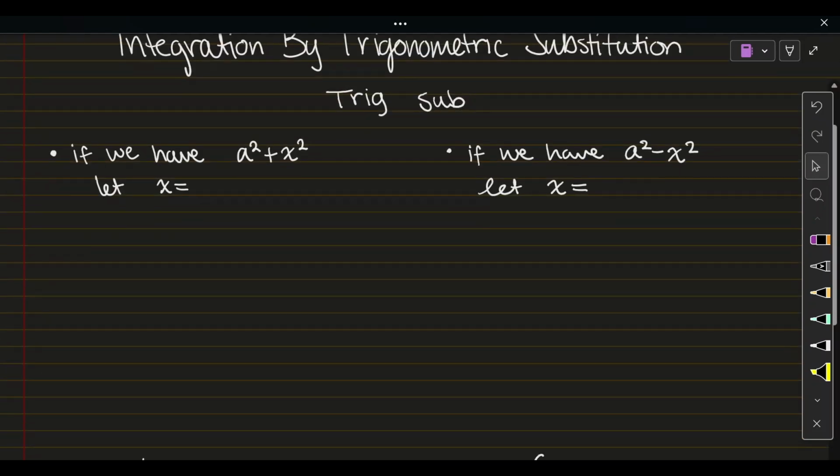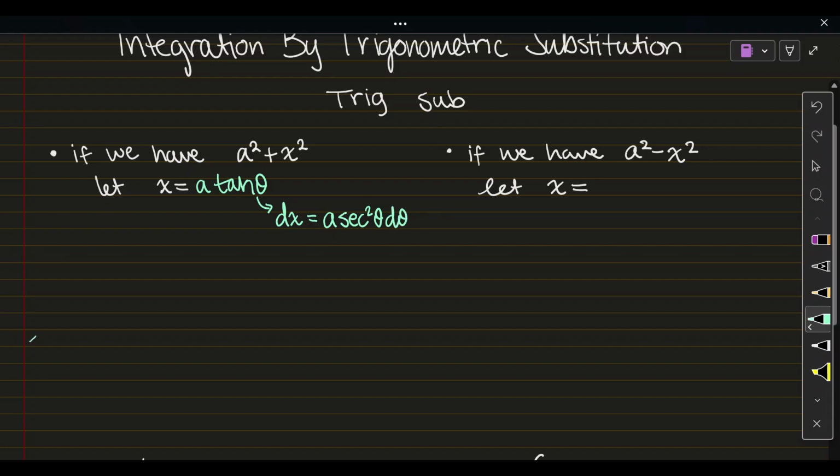So if I have a squared plus x squared in my integrand, I want to let x equal a times tangent theta. Not arctan, but a tan theta. Now, this implies by our mnemonic that dx will equal a times secant squared theta d theta.